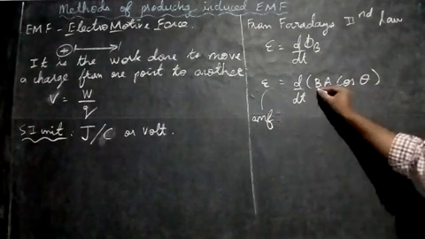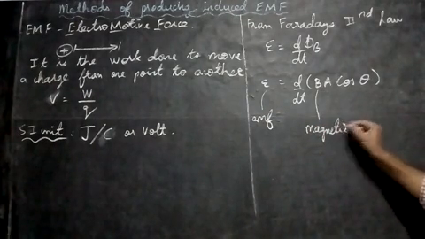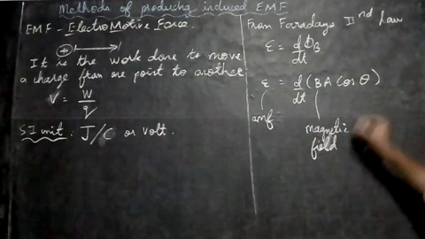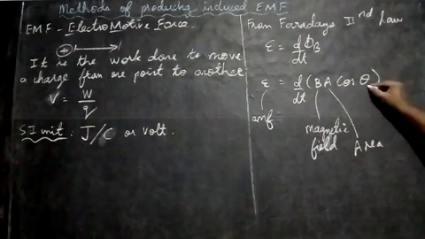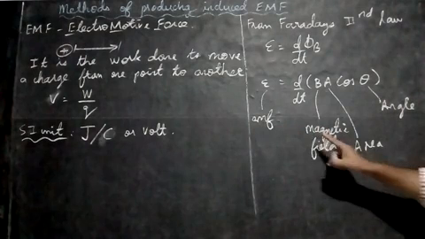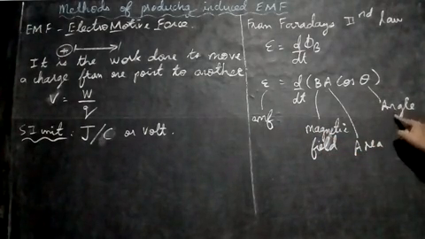And B means the magnetic field. A stands for the area, and cos theta, theta is the angle. That means you can produce an EMF if you change the magnetic field, or if you change the area, or if you change the angle of the coil.